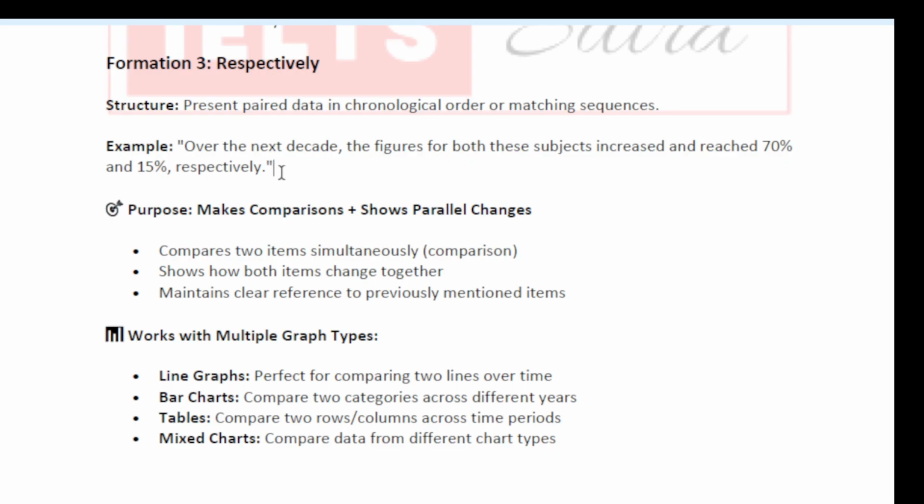You can also do something like that, but I prefer to use it like this. It will make a connection with the first sentence, and also it will help you to make parallel comparisons. So the purpose of this formation is basically to show parallel changes, and also it helps you to make comparisons between the initial values and the next values. So compare two items simultaneously if you want to compare them, and if you want to show multiple changes together, you can use it.